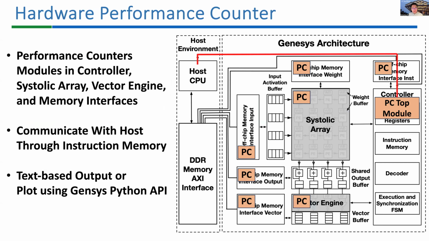As this figure shows, we place performance counters inside the GeneSys controller, systolic array, vector engine, and all memory interfaces. The recorded statistics are passed back to the host through the instruction memory interface once the execution is complete. The outputs are text-based performance numbers or plots using the GeneSys Python API.